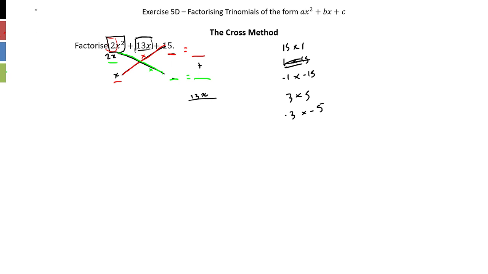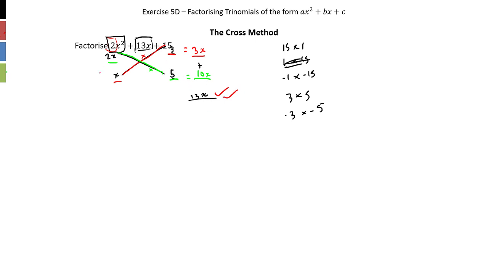So this is going to work out, and it comes with experience. You'll get used to looking at the numbers and seeing what's going to work. But if I put a 5 here and a 3 here, now I multiply along the line. So 2x times 5 gives me 10x, and then x multiplied by the 3 gives me 3x. 3x plus 10x gives me 13x.